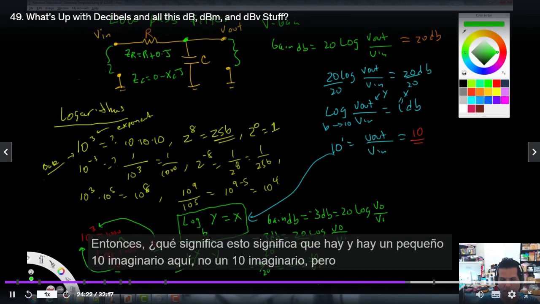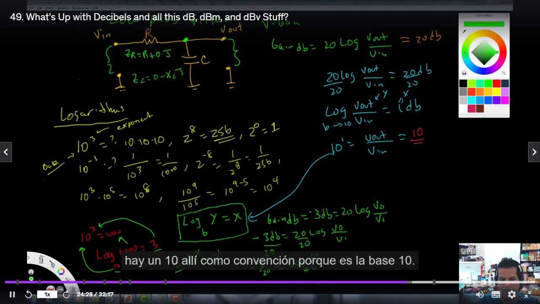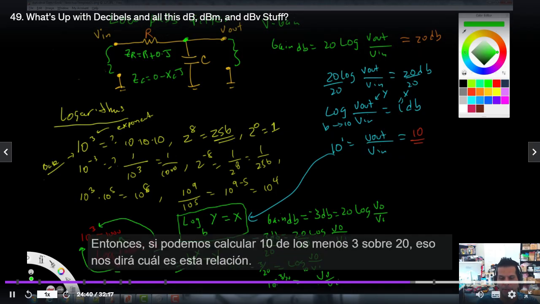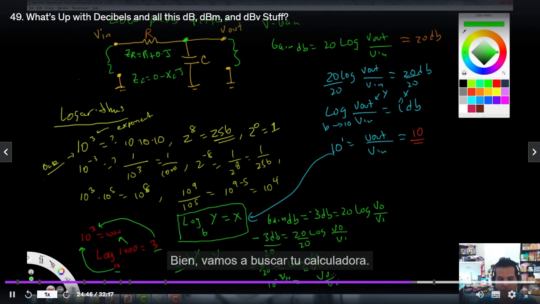And again, so what does this mean? It means there's a little 10 there, as convention, because it's base 10. So this means that 10 to the minus 3 over 20 must equal this voltage gain V out over V in. All right, so if we can figure out 10 to the minus 3 over 20, that'll tell us what this ratio is. Okay, so let's go ahead and get your calculator.